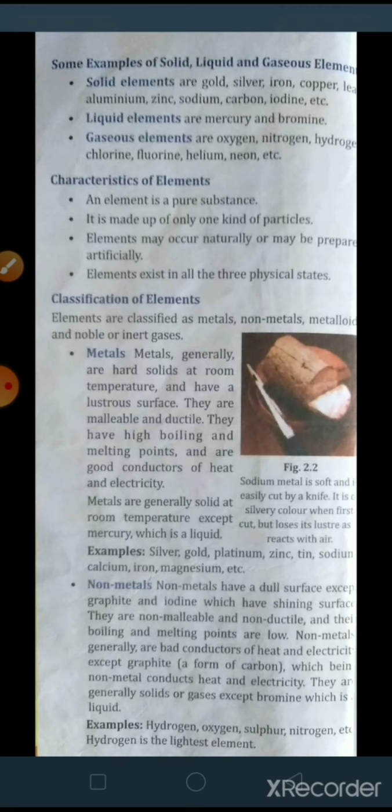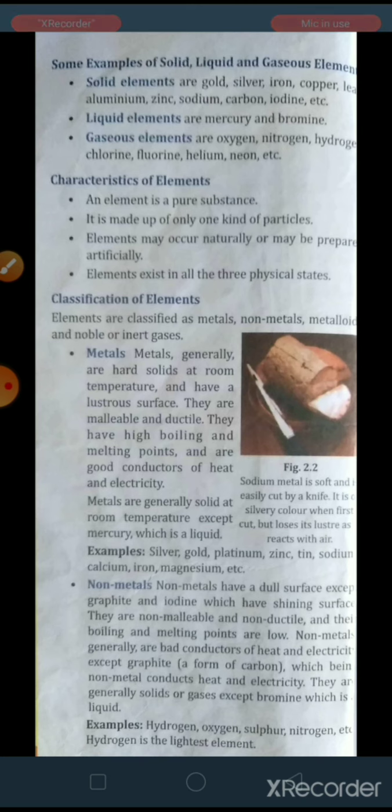Always, an element is made up of only one kind of particles, not more than one. And elements may occur naturally or may be prepared artificially. That means naturally, there are 92 elements that are found in the earth's crust, as well as some elements that scientists have prepared artificially.